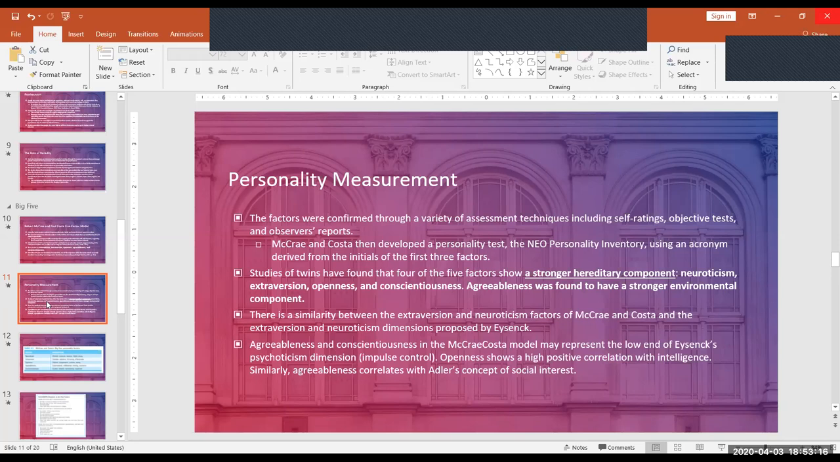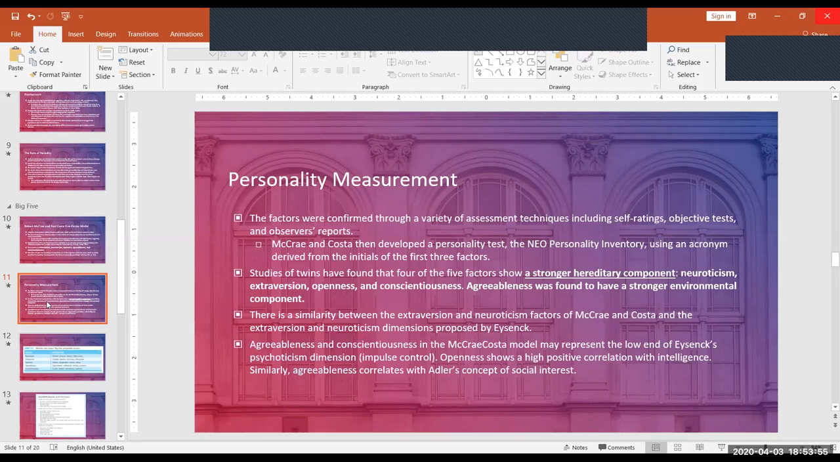So basically, you ask the person to observe, analyze and assess themselves, or we could do objective tests, as you might have in a normal test. Or we ask someone to observe one's behavior, and they evaluate that behavior against a number of checklists. And McCrae and Costa came up with a new personality test that they called the NEO Personality Inventory.